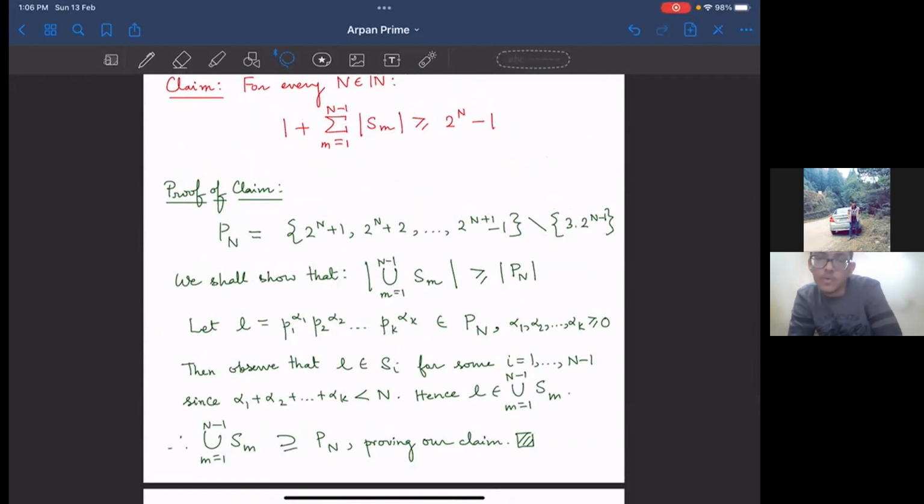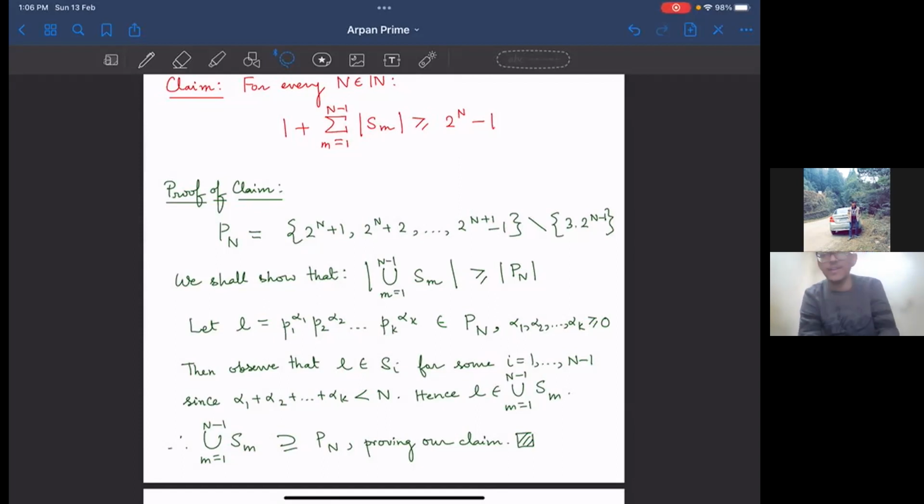Okay. So if you have, say, 6, then you can write it down as 2 power 1, 3 power 1, 5 power 0. Okay. So if those Pi's do not appear in the prime factorization, you can just make them Pi power 0. Okay. So with such a notation, we observe that L belongs to Si for some i equal to 1, 2, 3, dot, dot, dot, n minus 1. Okay. So now again, why is that? Because the sum of the exponents of such a number is strictly less than n, for a number belonging in Pn.